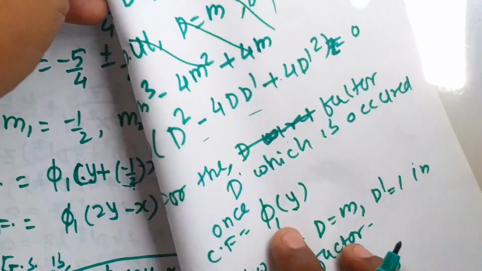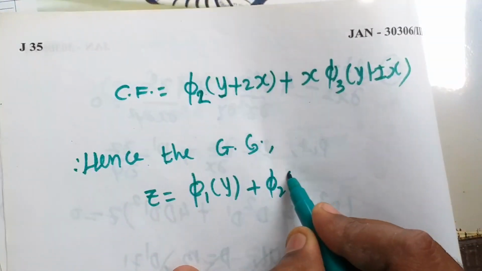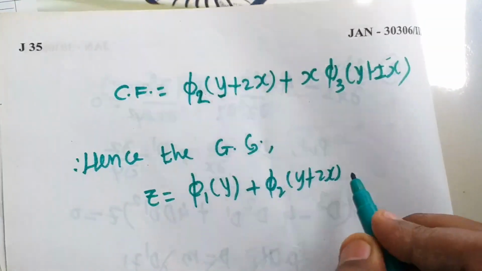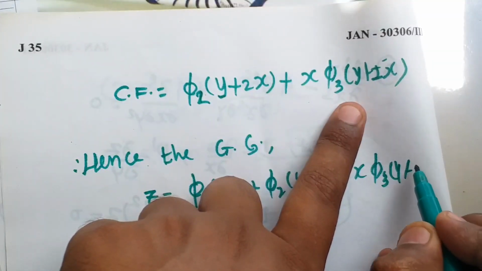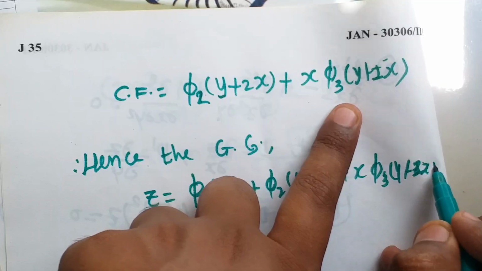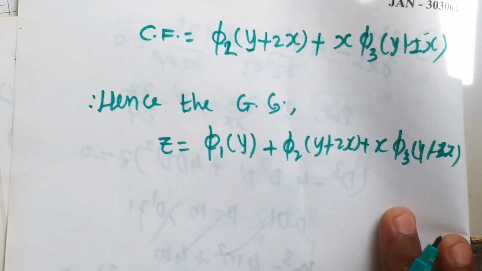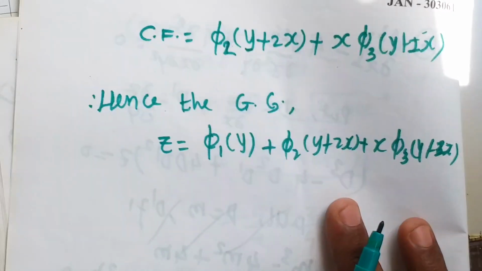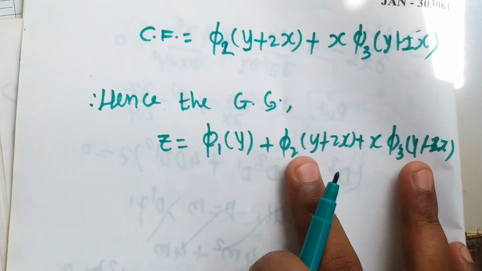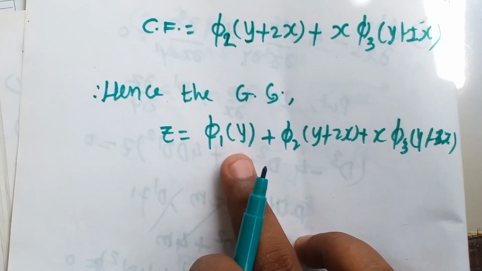Can you see this? Phi 1 of y, corresponding to d, and the remaining corresponding to the second factor, this phi 2 of y plus 2x plus x into phi 3 of y plus 2x. So in total we have 3 arbitrary functions, because it is a degree 3 differential equation. So 3 arbitrary functions will be there in the final solution. These 2 functions correspond to the second factor, and this function corresponds to the factor d.